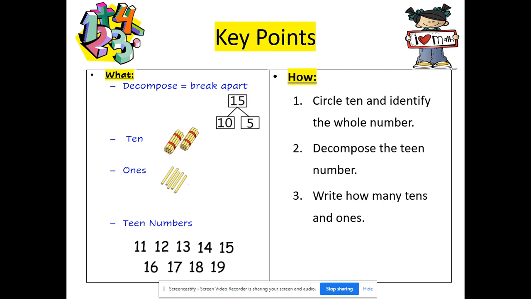How are we going to be successful? Well, first we need to circle 10 and identify our whole number. Then we need to decompose the teen number, just like the number bond right here. And finally, we just write how many tens and how many ones we have. Ready? Make sure you have your whiteboard or a piece of paper ready. Also, before we start, make sure that your markers and your pencils are parked. We're listening first.